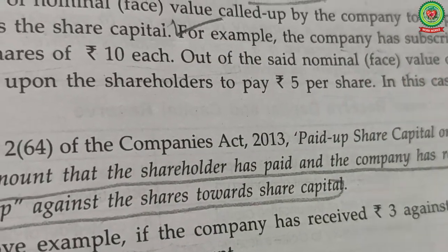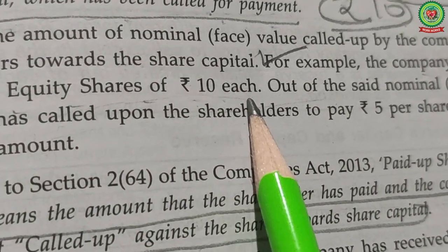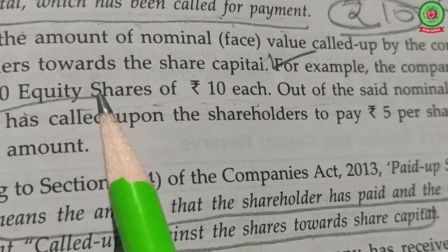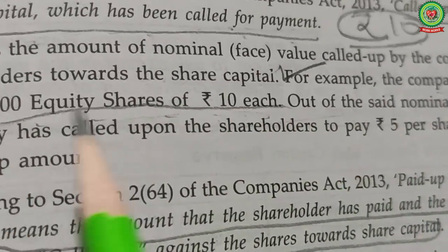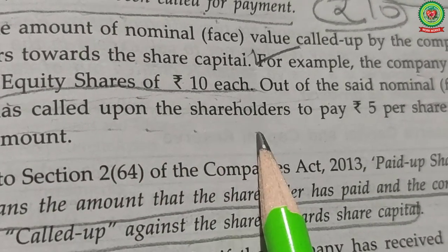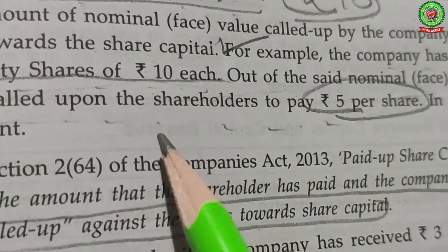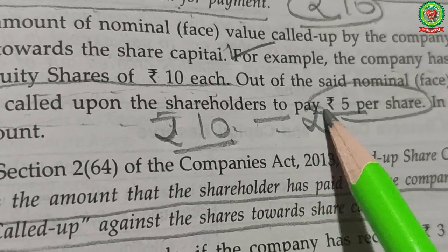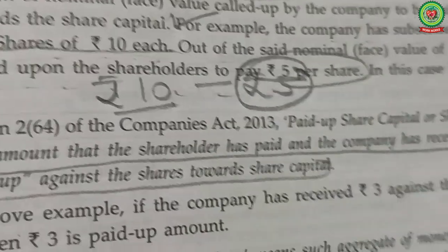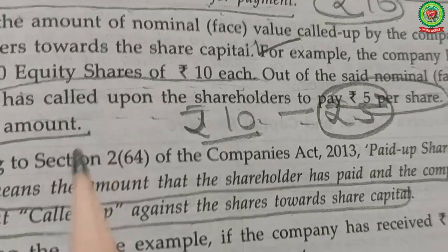Example, the company has subscribed 2 lakh equity shares of 10 each. Out of the said nominal face value of rupees 10, the company has called up the shareholder to pay only rupees 5. Means rupees 10 is the value, but the company only called rupees 5. So in this case, 5 is the called up amount.